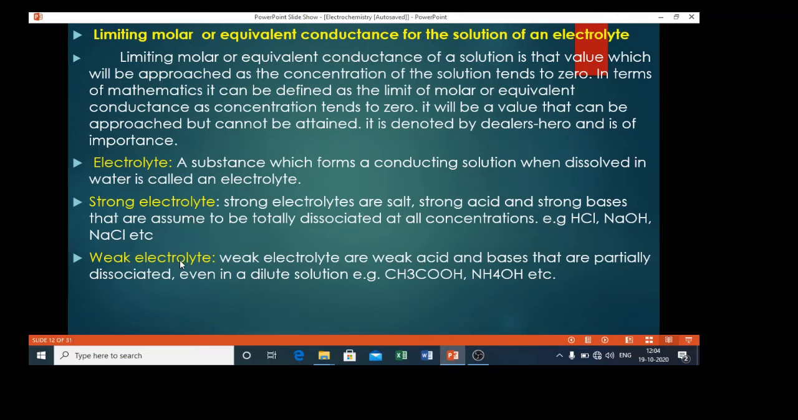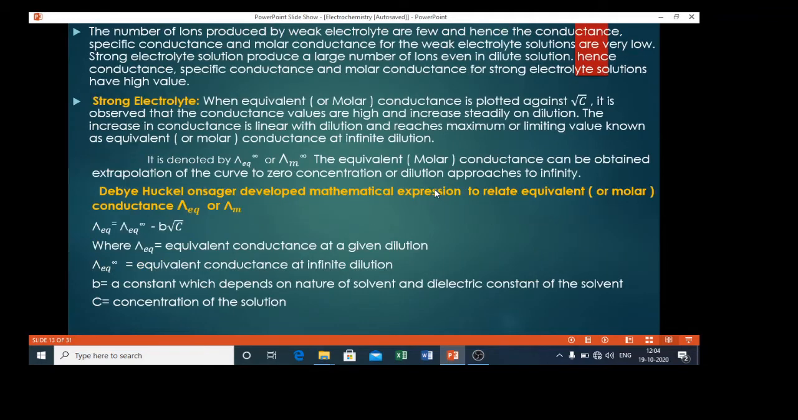What is a weak electrolyte? Weak electrolytes are partially ionized, partially dissociated, for example weak acids like acetic acid and weak bases like ammonium hydroxide, even in dilute solution. The number of ions produced by a weak electrolyte is very few. Hence, the conductance and molar conductance for weak electrolyte solutions are very low.